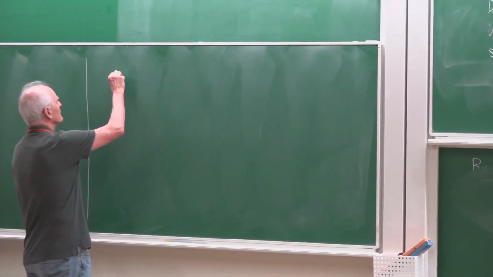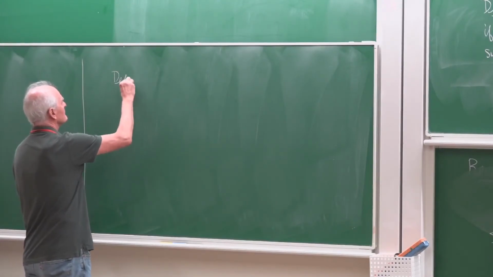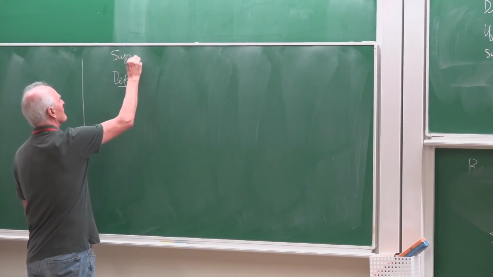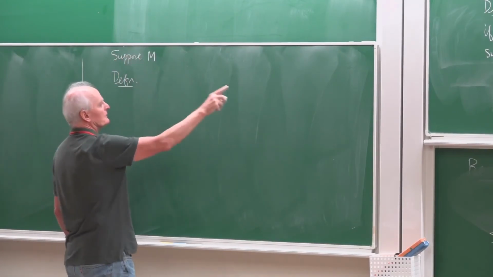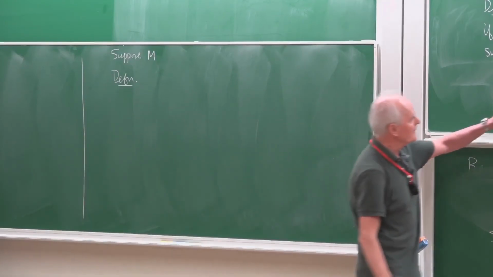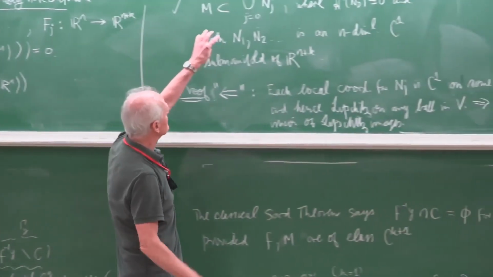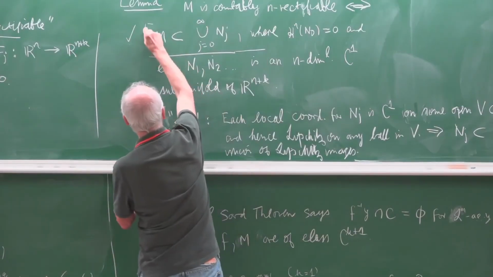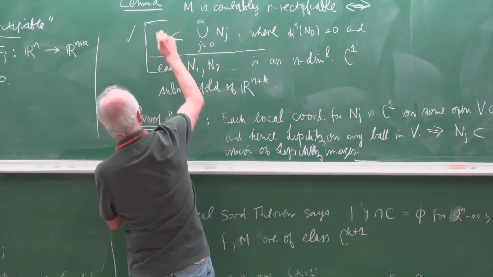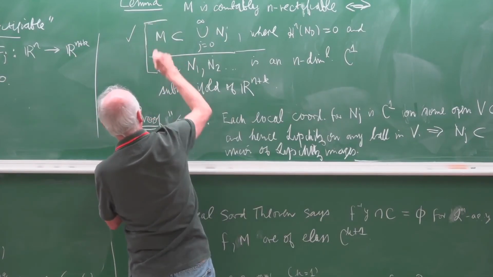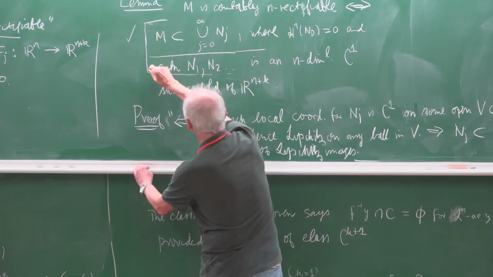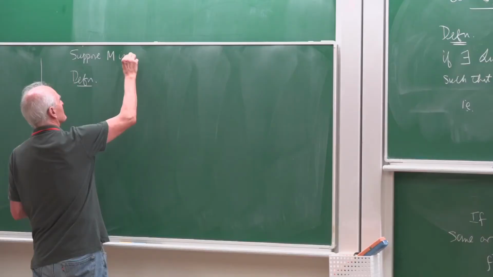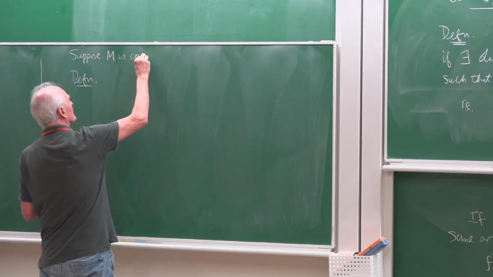So, definition. From now on, I'm going to assume a little bit more, that M is going to be countably n-rectifiable, so you can think of that as either meaning this or this. This is actually what we'll mainly work with. So that's what you should be thinking of. And suppose M is countably n-rectifiable.